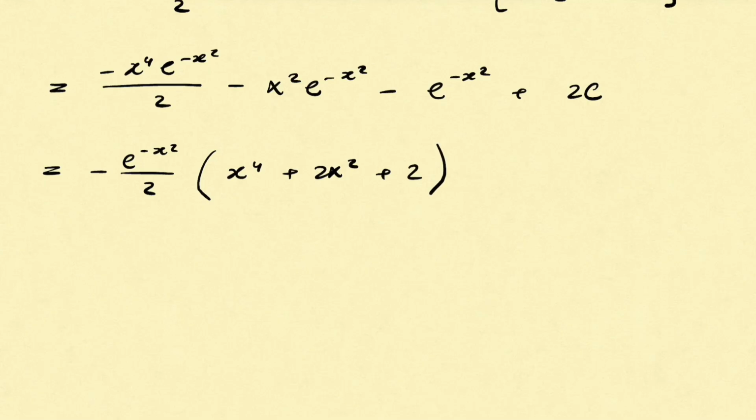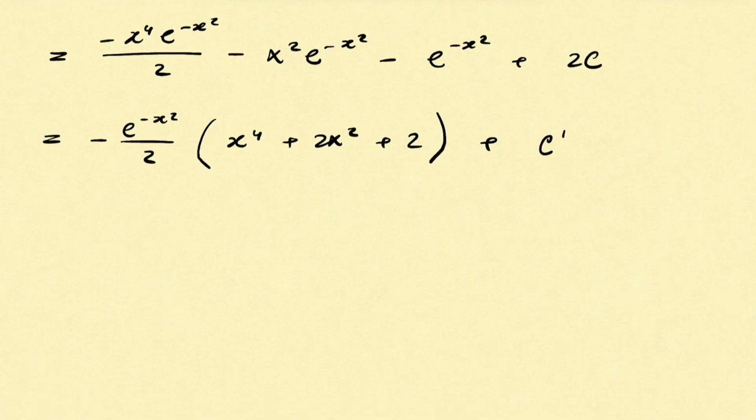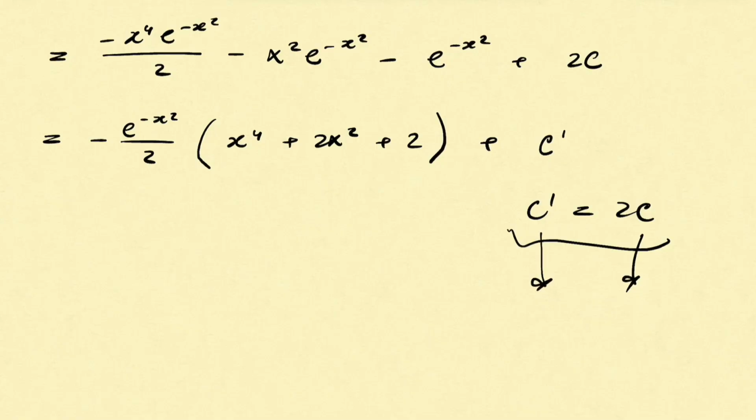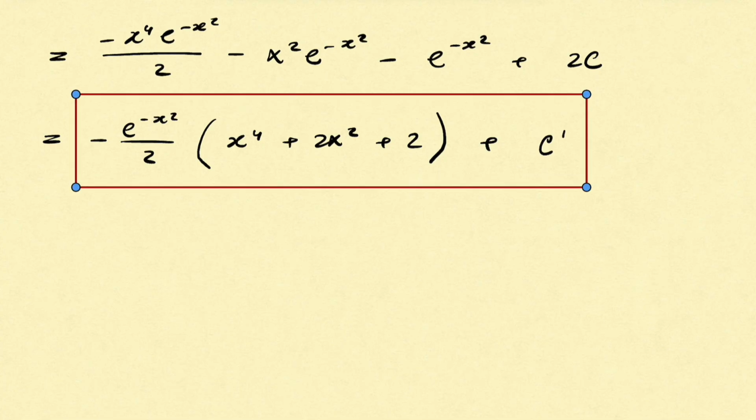Let's see if everything is fine. Yes, this is equal to this, so it's fine, and plus some arbitrary constant c prime. Here c prime is equal to 2 times c, but it's not important since c is arbitrary, then c prime will be arbitrary as well. Okay, it's our final answer, and as always I'll rectangle it.